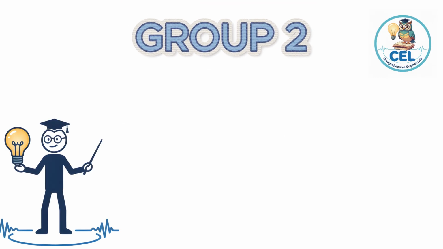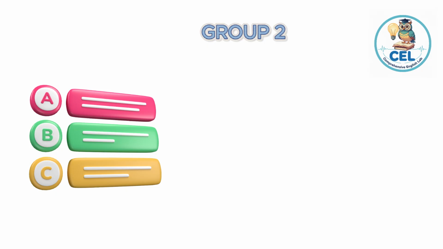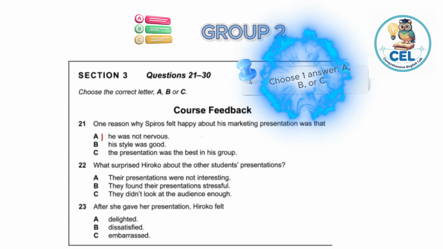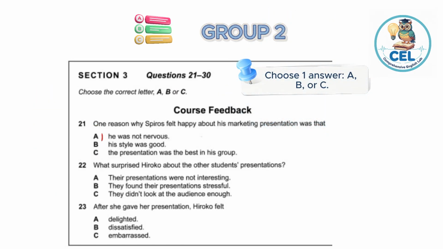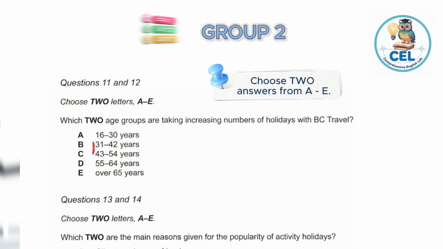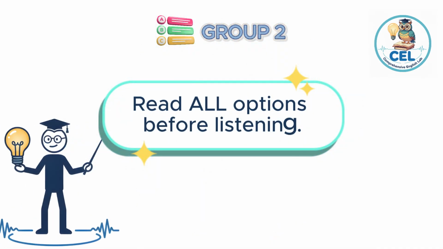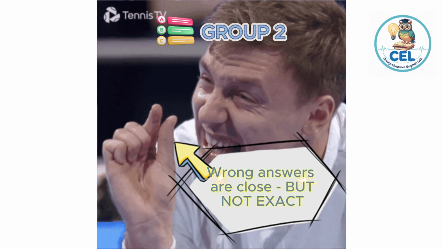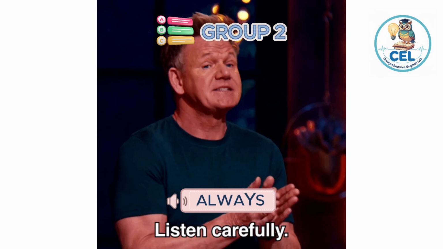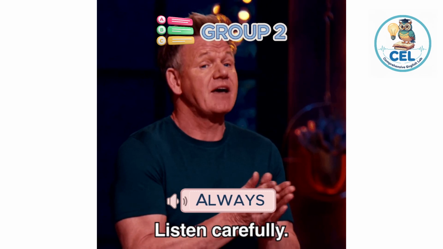Group 2. Multiple choice questions. Multiple choice questions ask you to choose the correct answer from options. You choose 1 answer, A, B, or C, or sometimes 2 answers from A to E. Tip: read all options before listening. Wrong answers are close, but not exact. Listen carefully. This tests understanding main ideas or details.